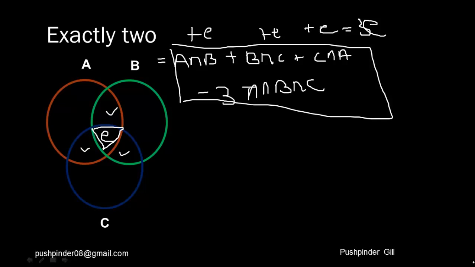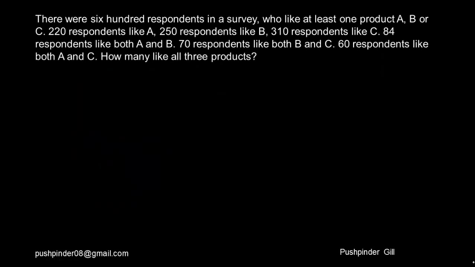Now we've done a lot of stuff. Let's just put all of that into some questions, into the same question. So there were 600 respondents in a survey who like at least one of the products A, B or C. 220 respondents like product A, 250 like B, and 310 respondents like C. 84 like both A and B, 70 like both B and C, 16 like both A and C. How many like all three products? Now you'll see, oh my god, lots of information. But if you understand the expression that I've told you about A union B union C, you'll understand exactly what he's asking for.